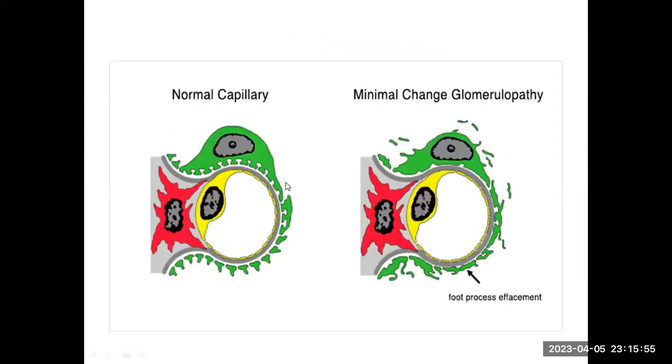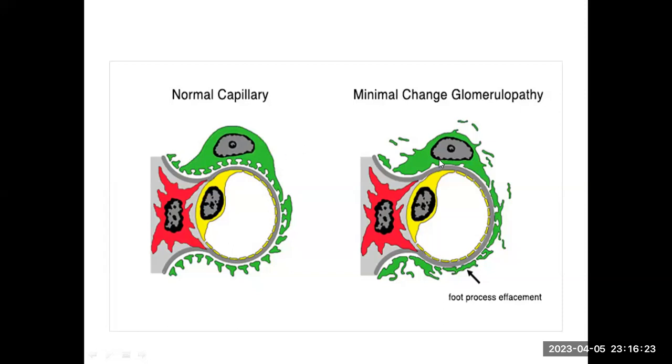As you can see here, these are the normal glomerular capillaries. As we discussed previously, the glomerular filtration membrane is made of 3 layers: endothelium, then basement membrane, and then from outside we have the podocytes, which form the visceral layer of the Bowman's capsule. These are the normal podocytes with normal foot processes, and between these foot processes we have what is called filtration slits.